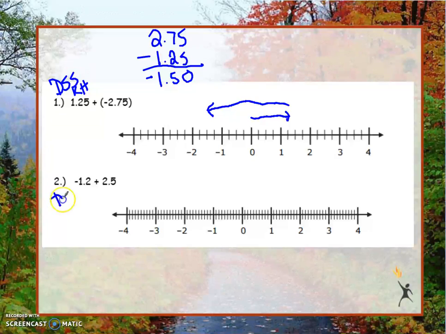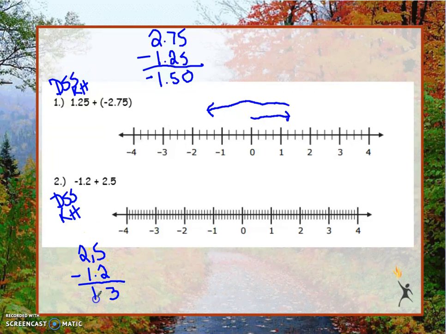This is different signs subtract. Keep the higher absolute value. So we are going to do 2.5 minus 1.2. 5 minus 2 is 3. 2 minus 1 is 1. So we have 1 and 3/10. We keep the higher absolute value, so it's positive 1 and 3/10.